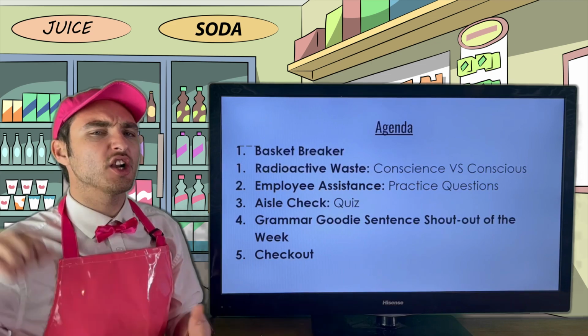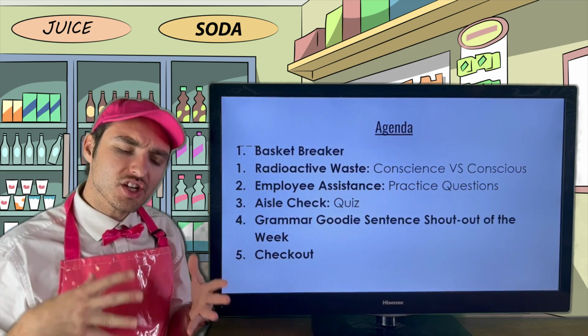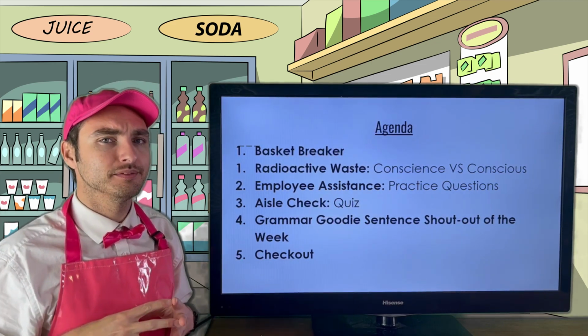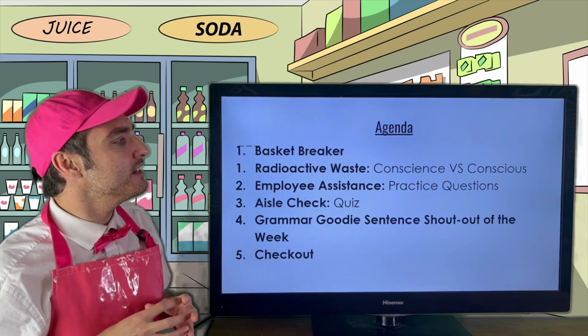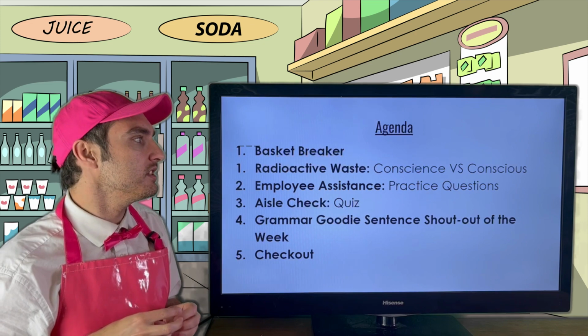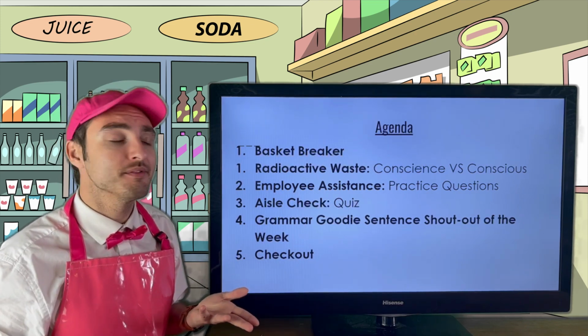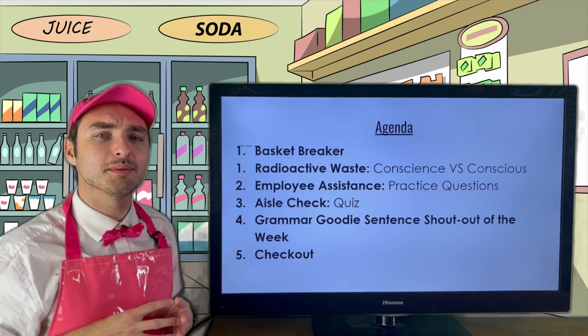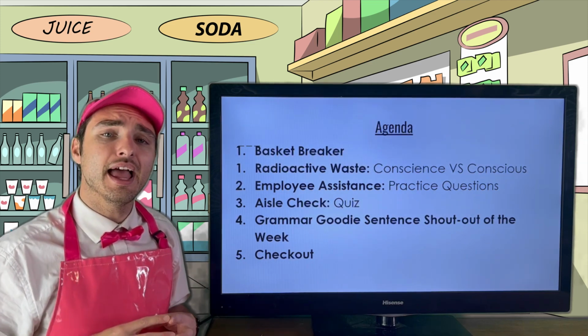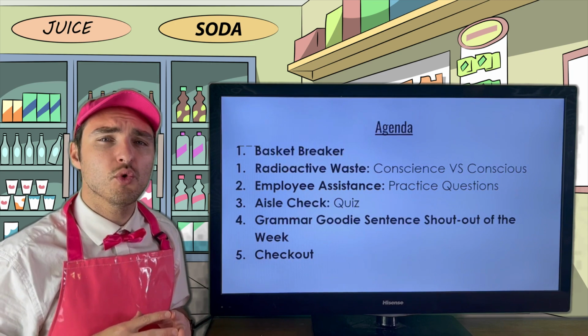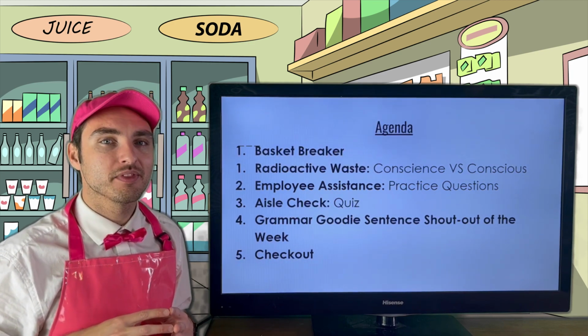First, we'll get things started with a basket breaker, just to get used to our lesson. Then, we'll sip up some radioactive waste, where we'll learn about the differences between conscience and conscious. Then, we'll ask for some employee assistance, where we'll practice these concepts. Then, to test all our knowledge, we'll do an eye check.